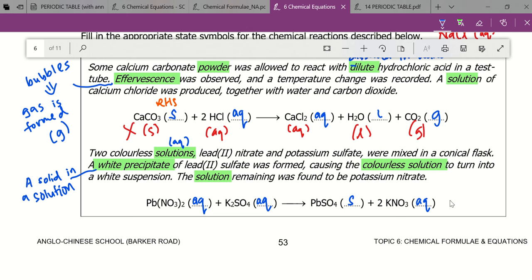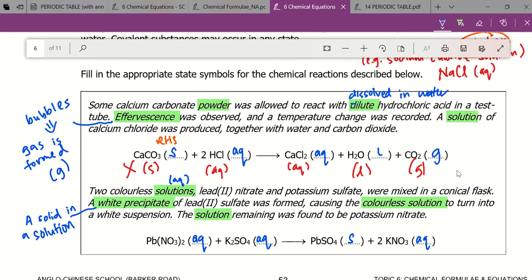Okay, so this is how you fill up the brackets for this portion, and this is how you come up with the state symbols for a chemical equation. So please fill up this page as well, take a photo, and submit it on your Google Classroom.